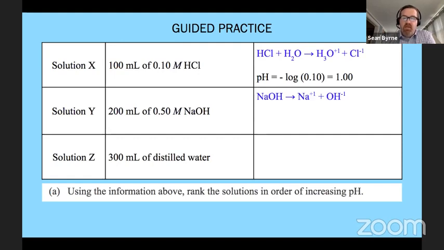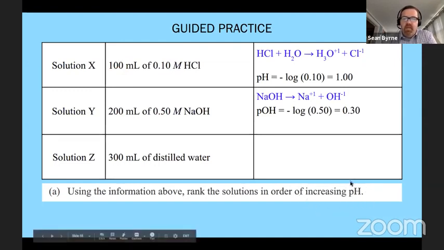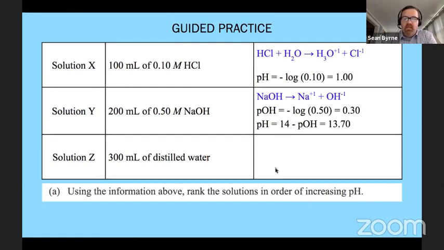Similarly, our NaOH will split apart or dissociate like this. So our pOH is our negative log of 0.5. And if we put that into a calculator, we would see that that's equal to 0.3. Now there's a trick here: this problem is asking us to put the solutions in order of increasing pH, not pOH. And so we need to take the added step here of saying that the pH is equal to 14 minus the pOH, and that would give us 13.7.